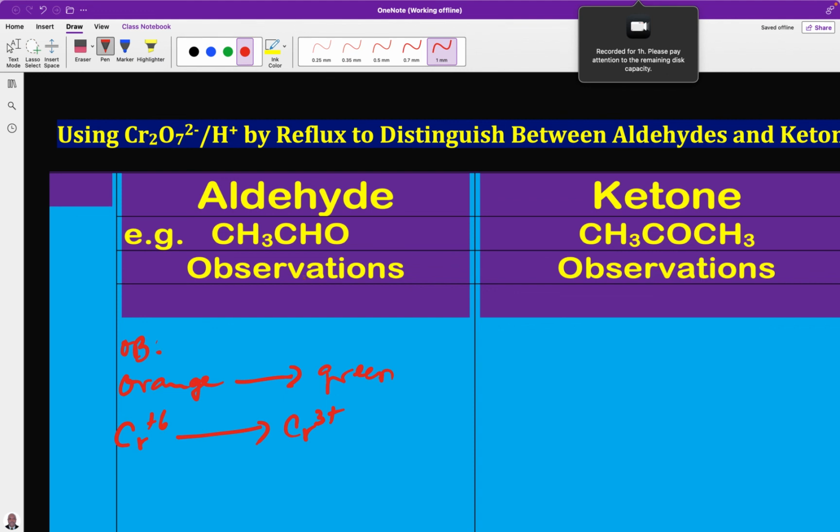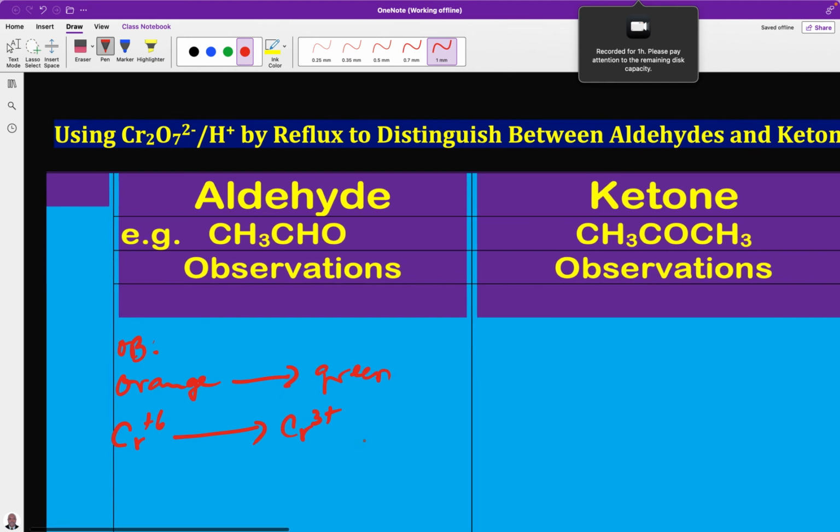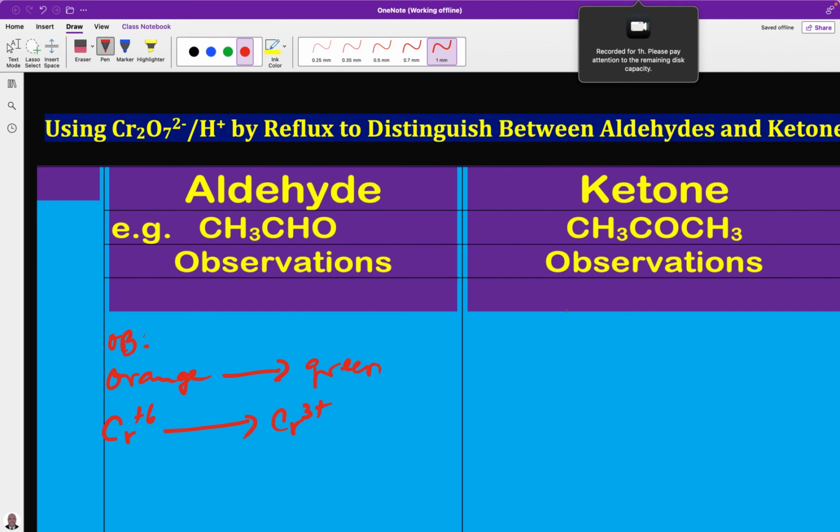So this is an oxidation reaction. Acidified potassium dichromate(VI) is a good oxidizing agent. It is going to oxidize the aldehyde to the corresponding carboxylic acid. And the color is going to change from orange to green, indicating that the orange dichromate is reduced from +6 to +3 ions. With acetone, our observation is no color change and no reaction.